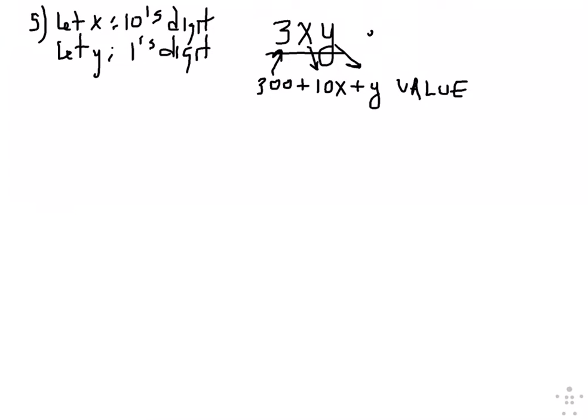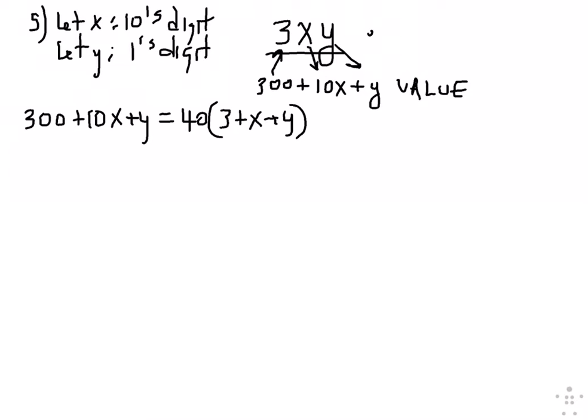So now let's see what it says. The number is, so they're talking about the value. So the number, that's 300 plus 10x plus y, equals 40 times the sum of its digits. The digits are 3, x, and y. So the sum of them looks like that. The second sentence says the tens digit is, that's the x, 6 more than the units digit, or the ones digit, which is the y.